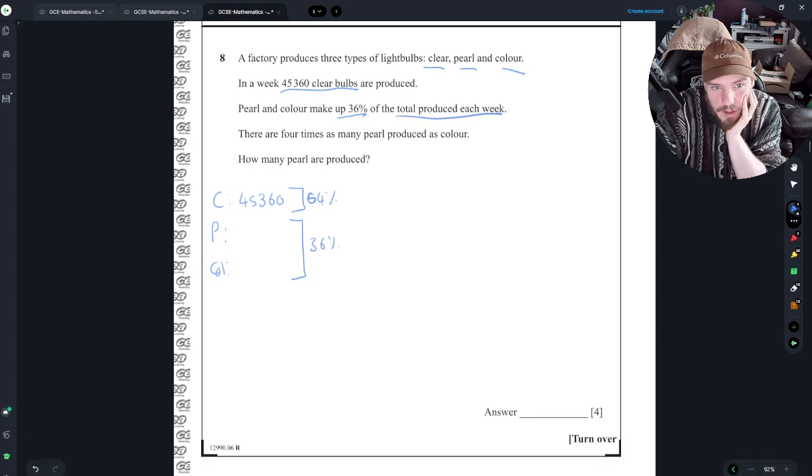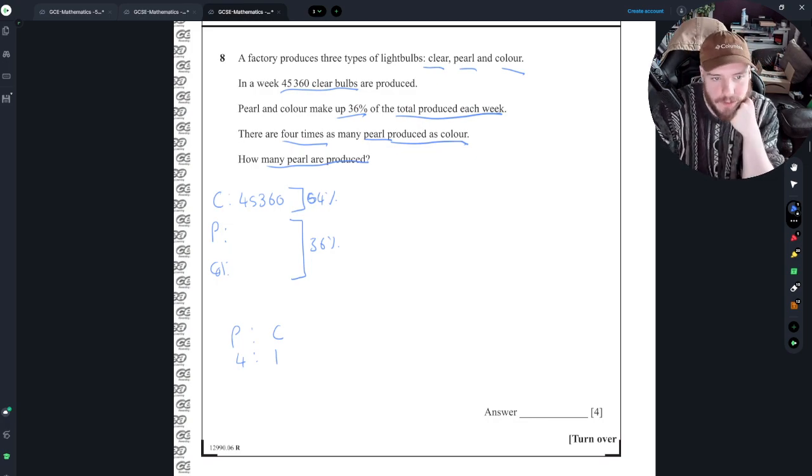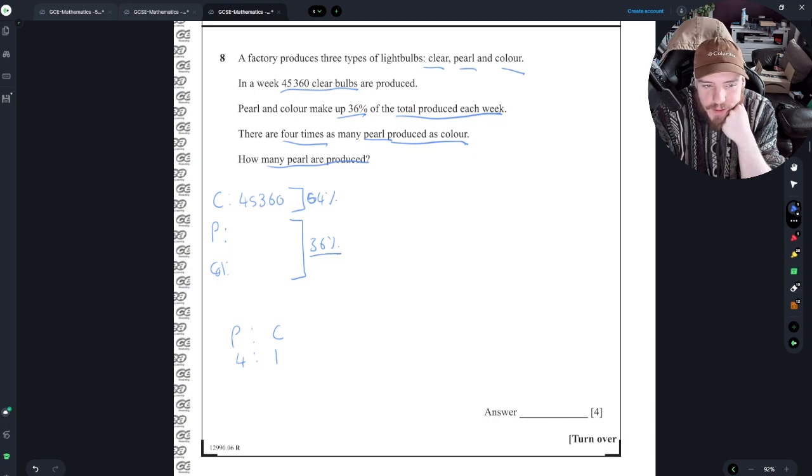Okay. Now it gives us a ratio: 4 times as many pearl produced as colored. Okay. So we have a ratio. Okay. Pearl to colored, which is 4 to 1. Okay. So this will help us out for our question. Now it's asking how many pearl are produced. Okay. So I don't know how many pearl or how many color produced, but I know the percentage of them. Okay. And I know the percentage of my clear.